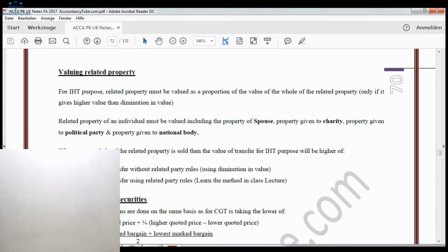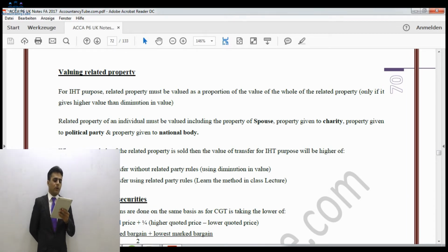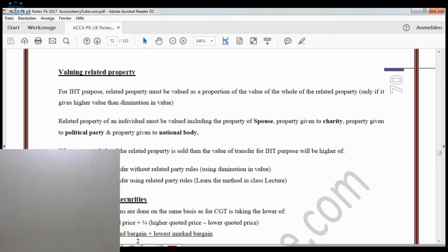Alright, when part or whole of the related property is sold, then the value of the transfer for IHT purposes will be the higher of these two: value of transfer without related property rules using diminution value, and value of transfer using related property rules. And it says learn the method in class lecture. Now we have already seen how we calculate for diminution in value, but how we calculate for related property, we haven't seen that. So we will do one past exam paper. It's a question from the past exam paper with regards to that.